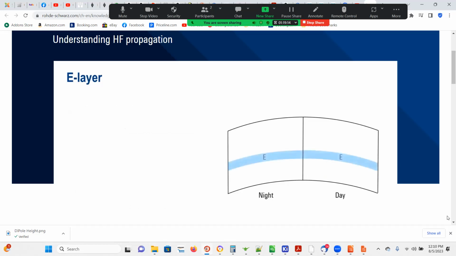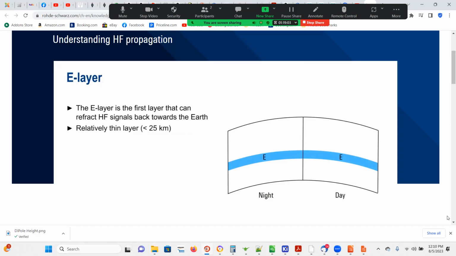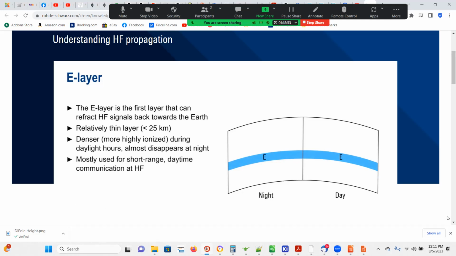The next highest layer, the E layer, is the lowest layer of the ionosphere that can refract HF signals back towards the Earth, and is the lowest layer that supports skywave propagation. Compared to the other layers, it's relatively thin, usually around 10 kilometers or so. The E layer is much more dense, that is, ionized, during the day, but unlike the D layer, it doesn't completely disappear at night.